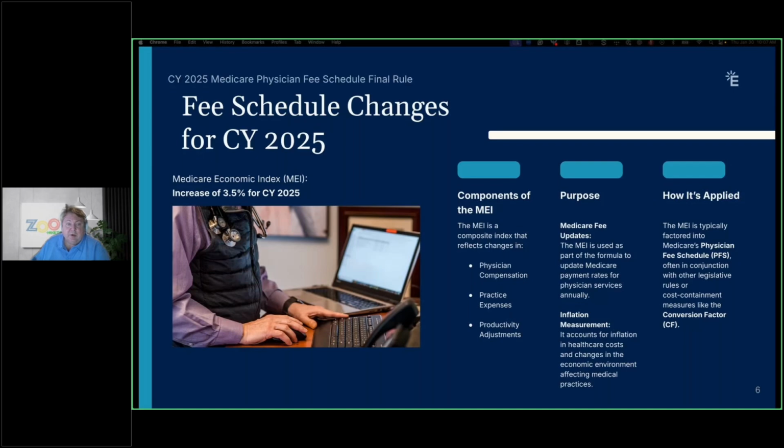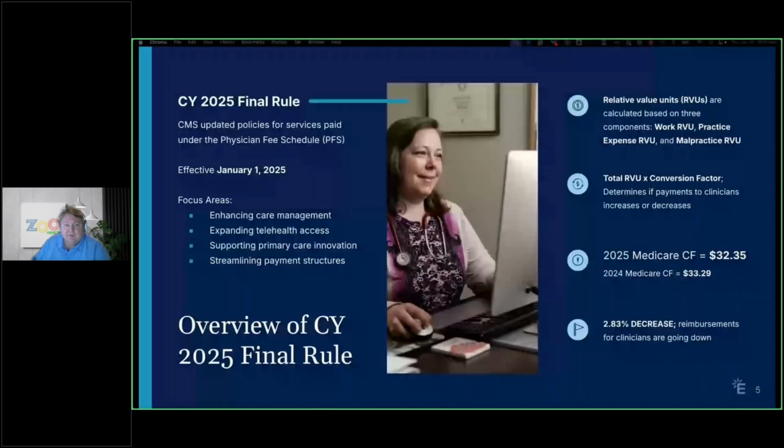The second one is the practice expense RVU, covers the overhead costs of running the practice, such as rent, equipment, supplies, staff salaries, basically, everything extraneous. Malpractice RVU is the third one, reflects the costs associated with professional liability. I'm sure most of you are paying for liability insurance, and you know how expensive that can get. Once the total RVU is calculated, it's multiplied by the conversion factor. Basically, conversion factor determines whether payments to physicians will go up or down, which we'll visit in a second.